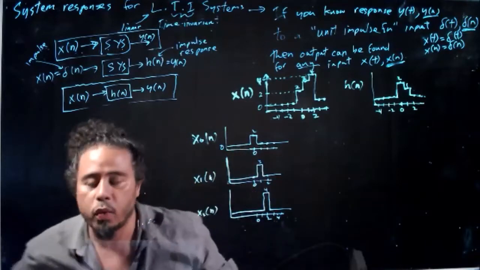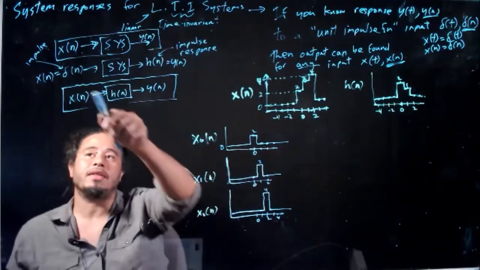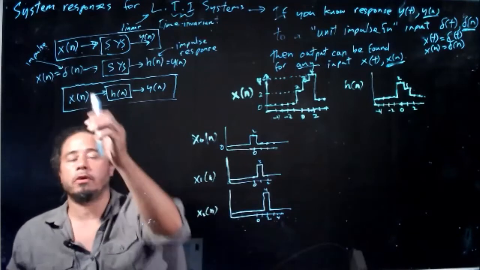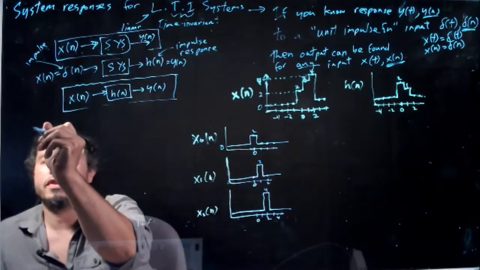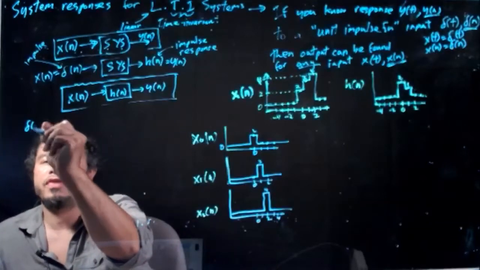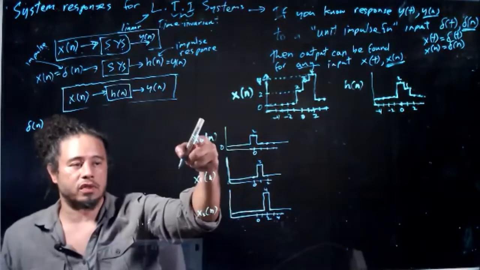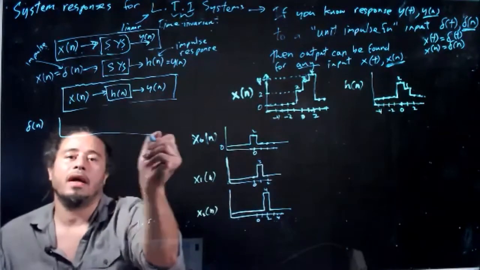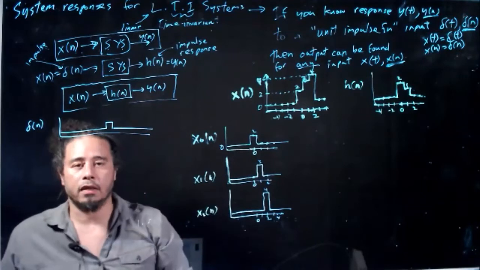Okay, and there's one little thing, but crucial, that I forgot to tell you, and that is how exactly do we define this unit impulse function? Some of you may have come across this before, but maybe not all of you. So we're going to define delta of n, a function of n, just like x of n and x0 of n and x1 of n. We're going to define this unit impulse function as the following.